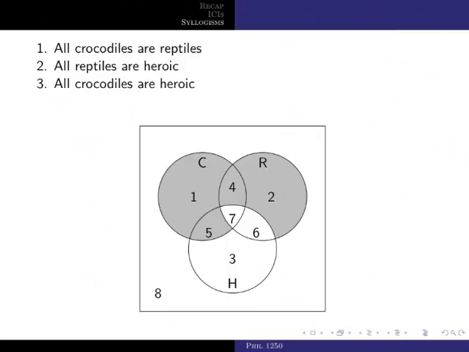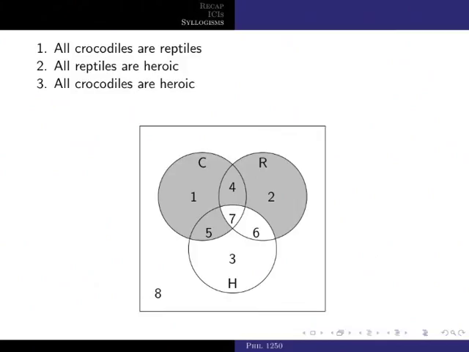Does this Venn diagram representation make the conclusion true or not? If it does, then the argument is valid, because then the information contained in the premises is sufficient to make the conclusion true as well. If it doesn't, then the argument is invalid, because that means that the conclusion has some information that is not contained in the premises.